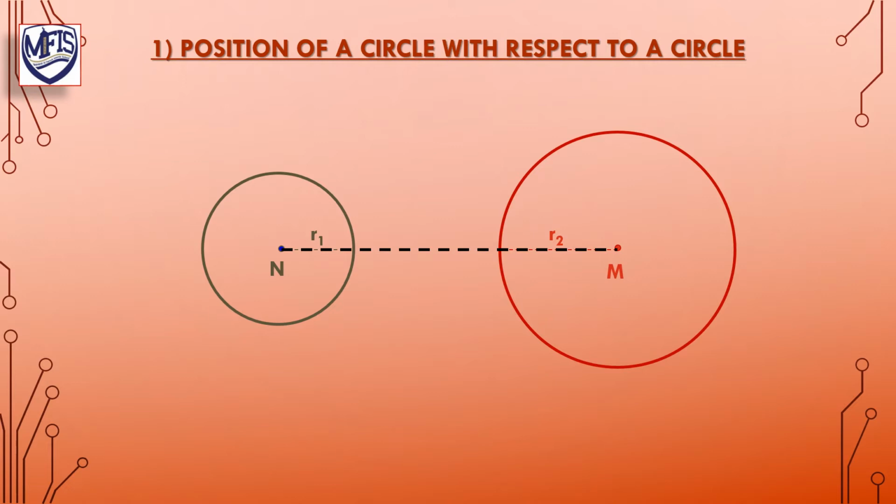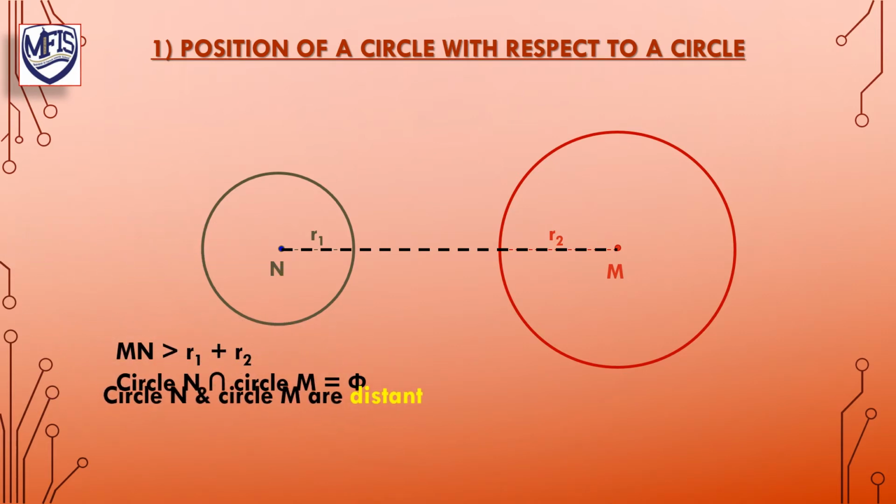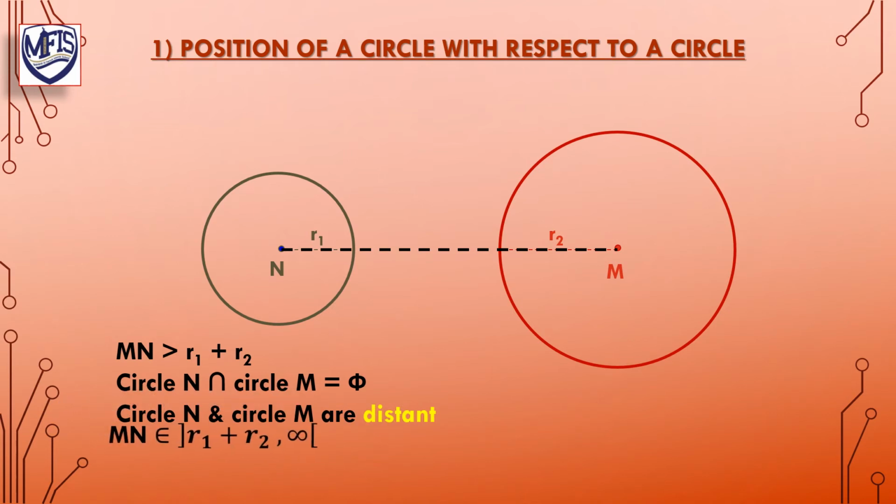As we can see here, MN is greater than the sum of R1 plus R2. Then the 2 circles here, M and N, are distant. There is no intersecting between them. So the length of MN belongs to the interval from the sum of the 2 radii to infinity.